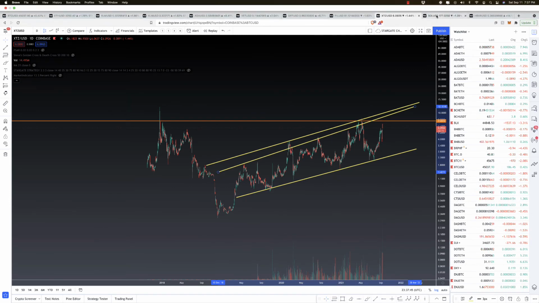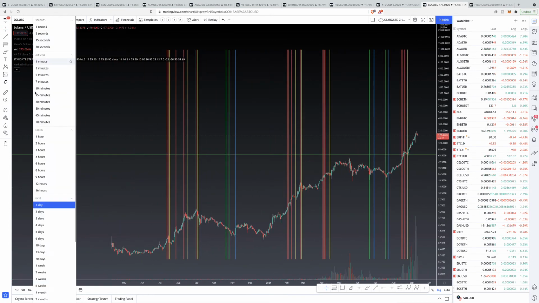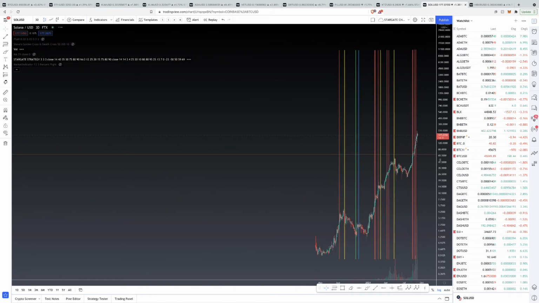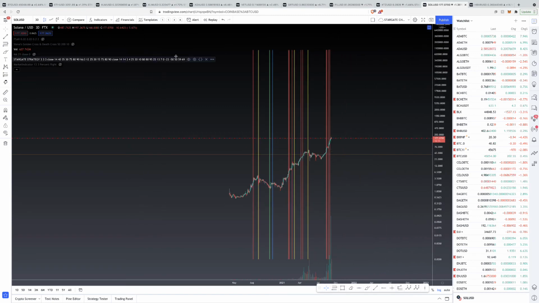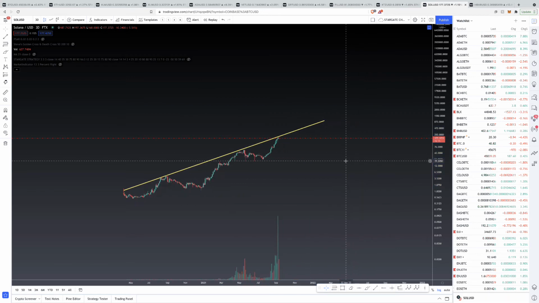Ooh. So Solana, I've kind of found this broader trend. So like you can really see like what's going on if you zoom out. So I'm gonna turn this off and I'm gonna do a trend line, and we see that Solana is right now up to that trend line.